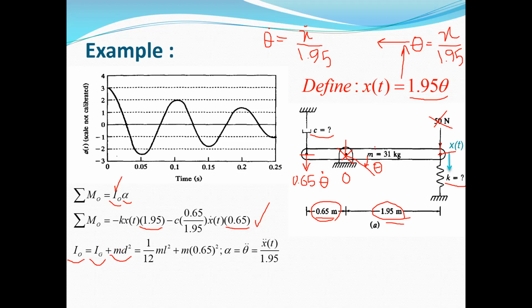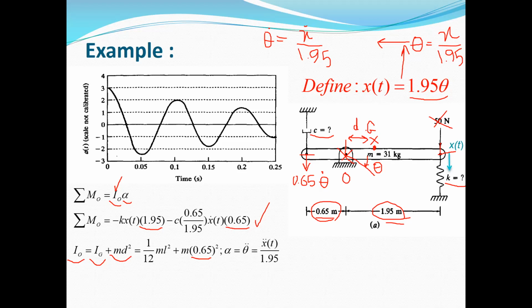Here you know that the mass center of this bar is exactly at the center, and the distance between the mass center, which we call, for example, G, and point O is this length, and it's equal to 0.65.